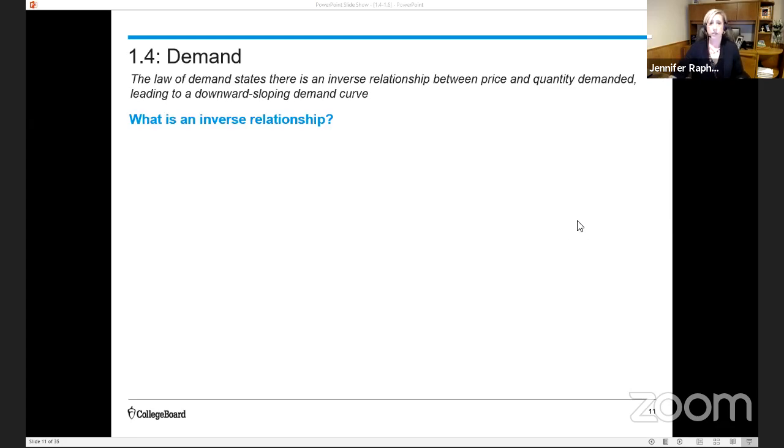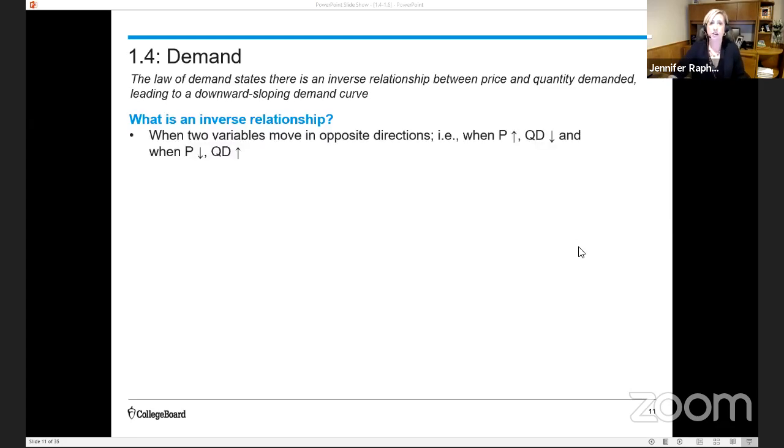What's an inverse relationship? When you're creating a model, you're plotting one variable in terms of another. An inverse relationship exists when they go in opposite directions. The law of demand asserts that when price rises, quantity demanded falls, and when price falls, quantity demanded rises. That's all an inverse relationship is. It's also sometimes called a negative relationship because it has a negative slope.